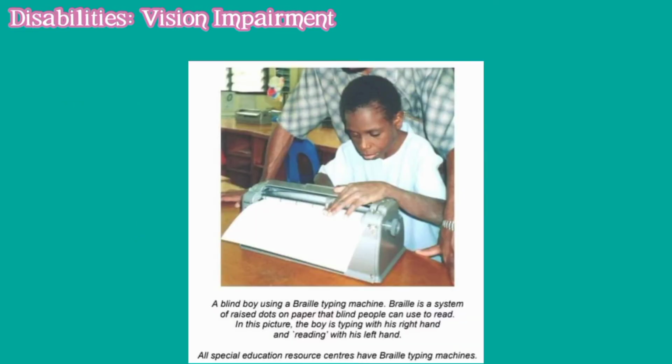As you can see, this is a blind boy using a braille typing machine. Braille is a system of raised dots on paper that blind people can use to read. In this picture, the boy is typing with his right hand and reading with his left hand.